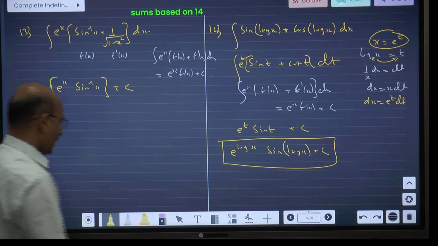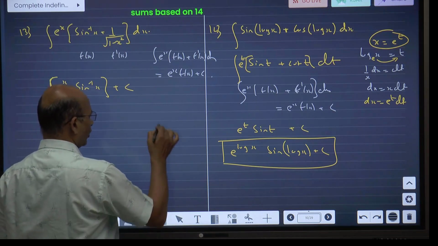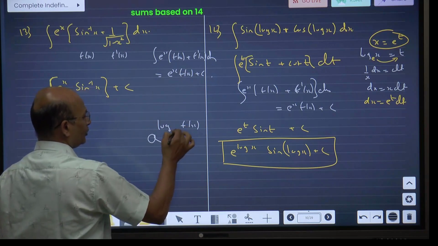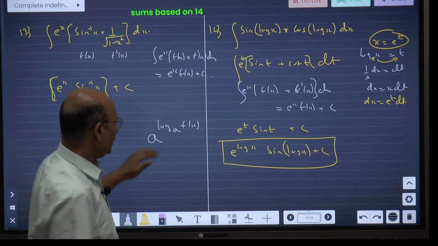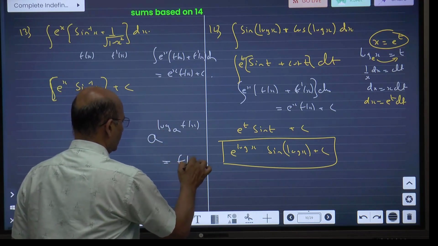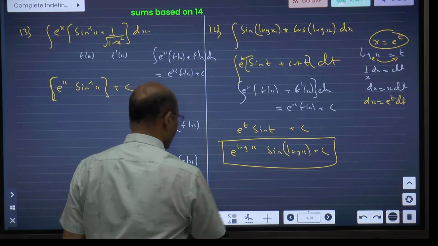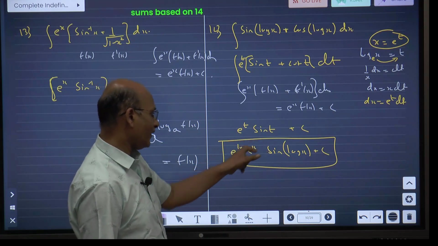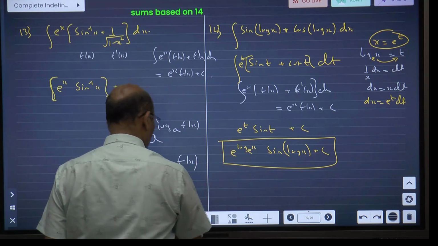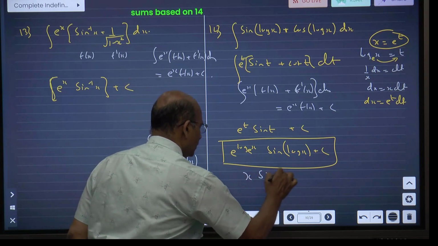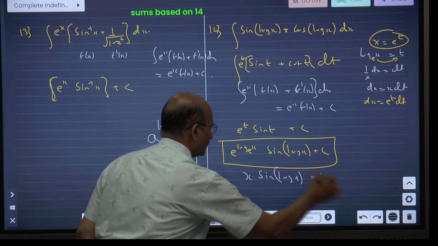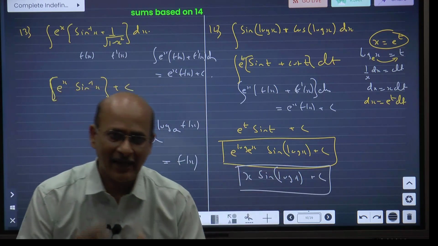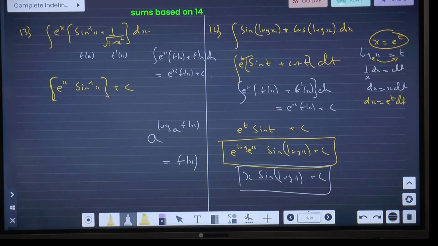There is a basic rule in logarithm: a raised to log of something to the base a, if the bases are the same, simplifies to f x. Similarly here, remember there is e over here. The bases are the same, so this x will come down. In short, the answer will be x sine log of x plus c. You might ask me, should we do this step? Yes, I want you to do this step. I don't want anyone to miss out on anything.